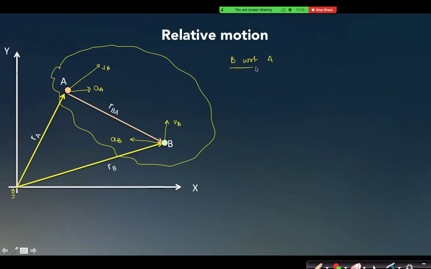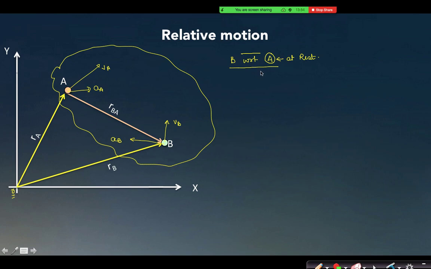Then you need to understand one thing. Whenever you are using this term with respect to, that means that this one particle A is at rest. A will be at rest. You can now assume A to be a stationary observer.